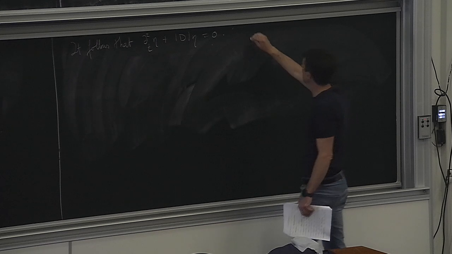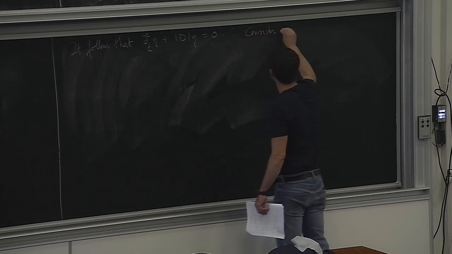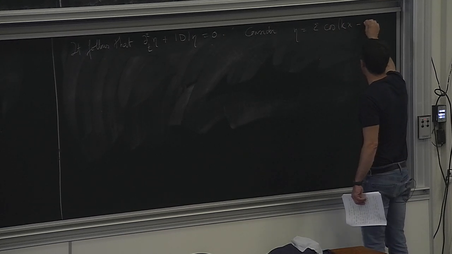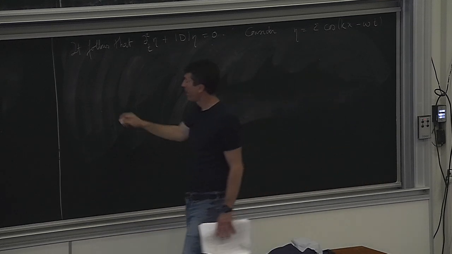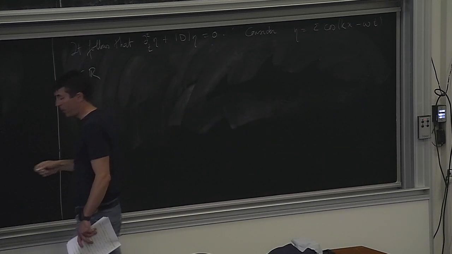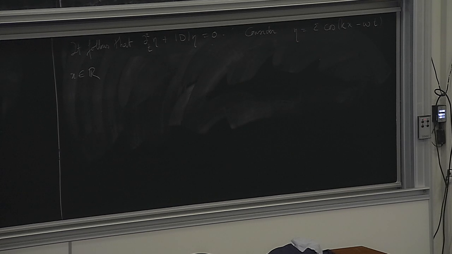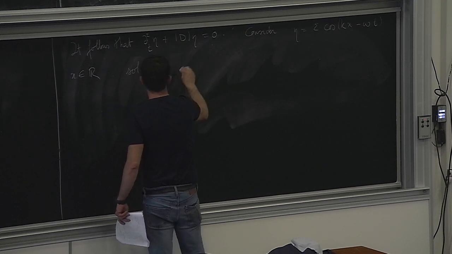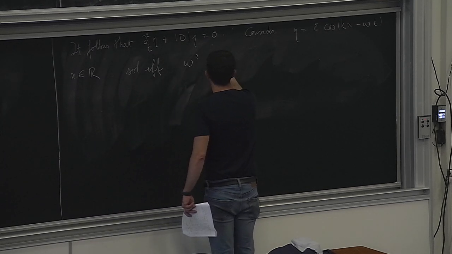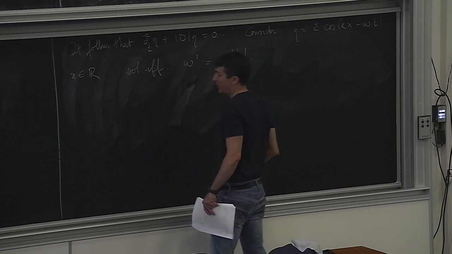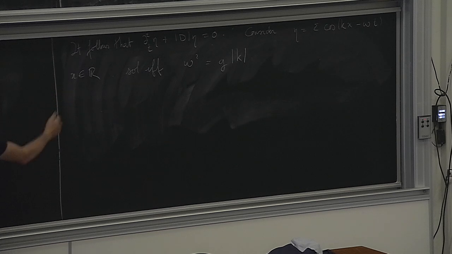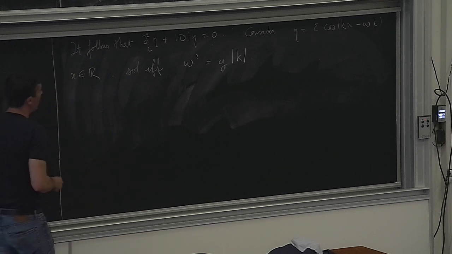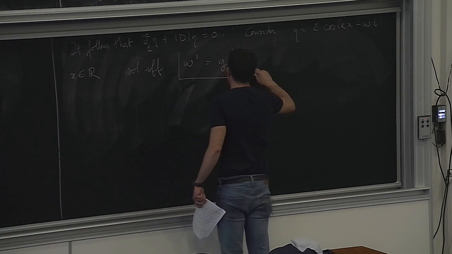Now, consider a plane wave. That is a solution of the form epsilon cosine of kx minus omega t. We have a plane wave. We assume that x belongs to R. It is a solution if and only if omega squared is equal to g times the absolute value of k. Okay? It's an immediate computation. This plane wave works only if omega and k satisfy this relation.